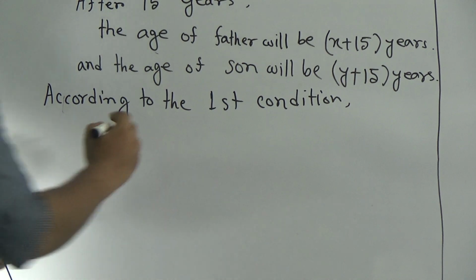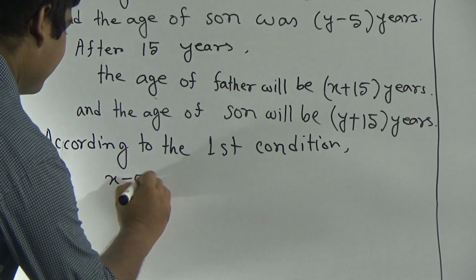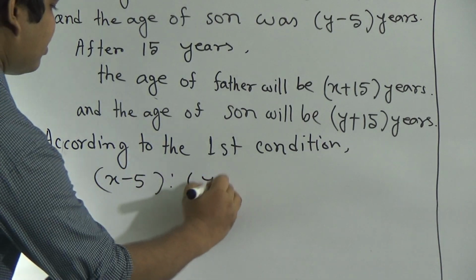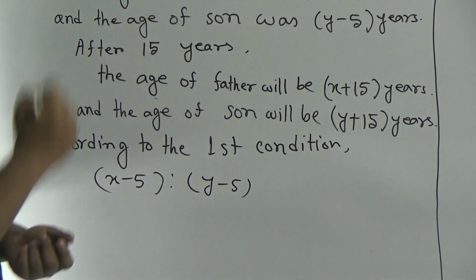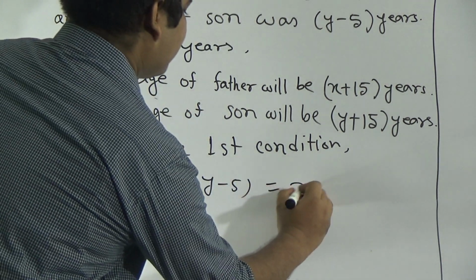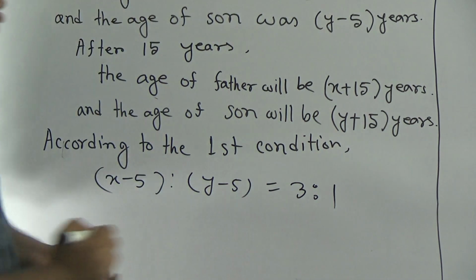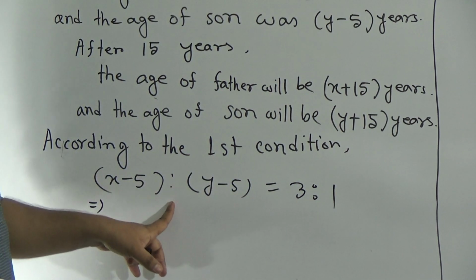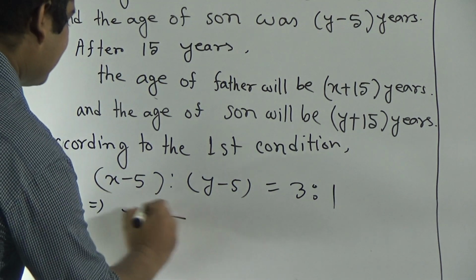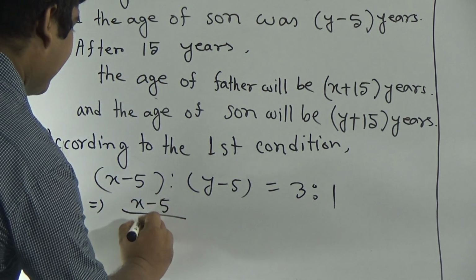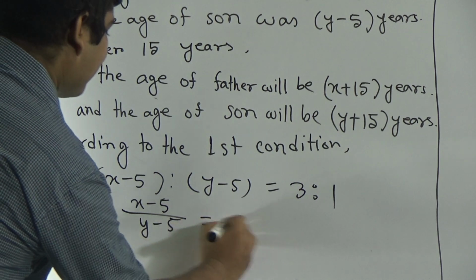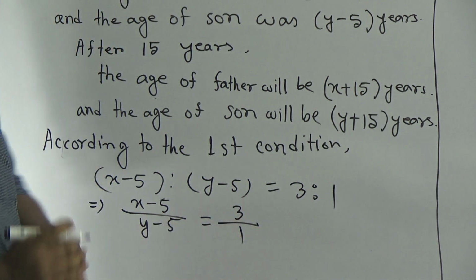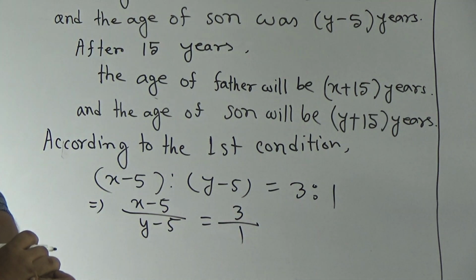Notice x minus 5 is to y minus 5 and given 3:1, the ratio is 3:1. Okay, notice we know that 'is to' means division. That means x minus 5 divided by y minus 5 equals 3 divided by 1. Now we apply the cross multiplication method.